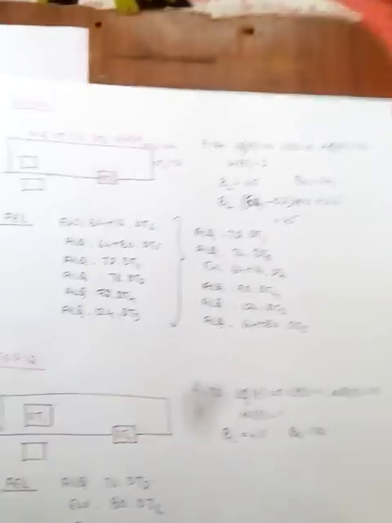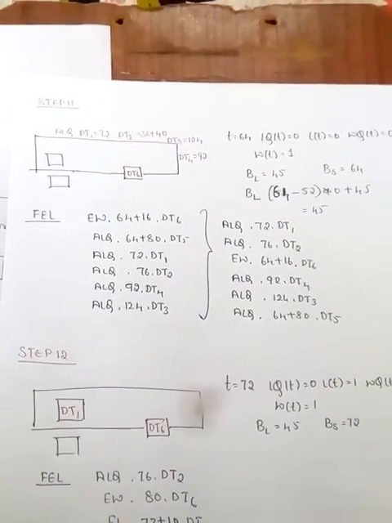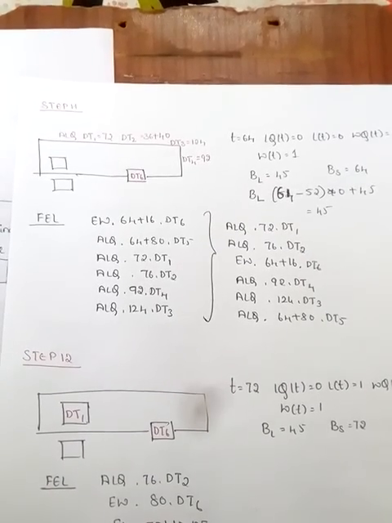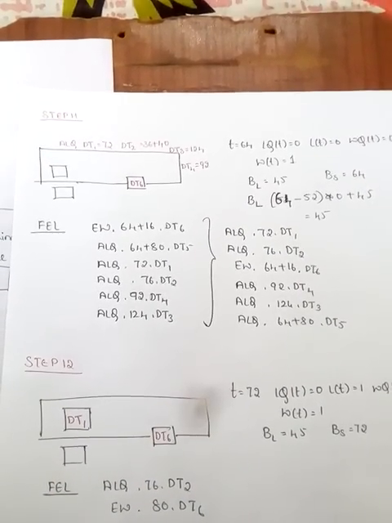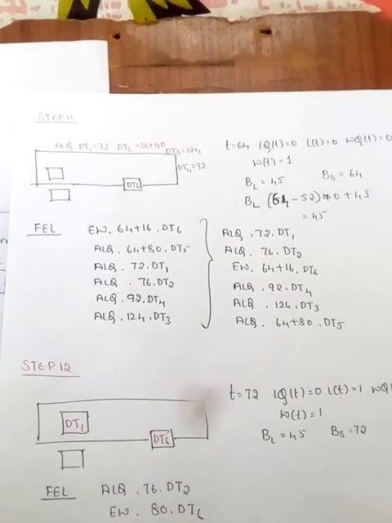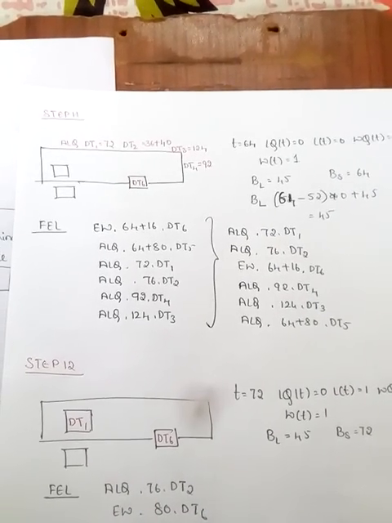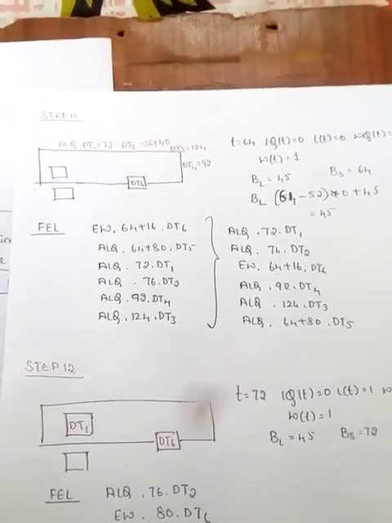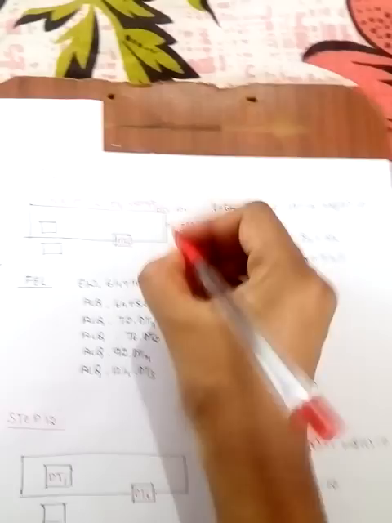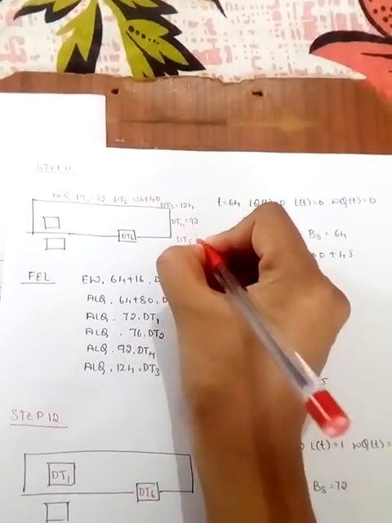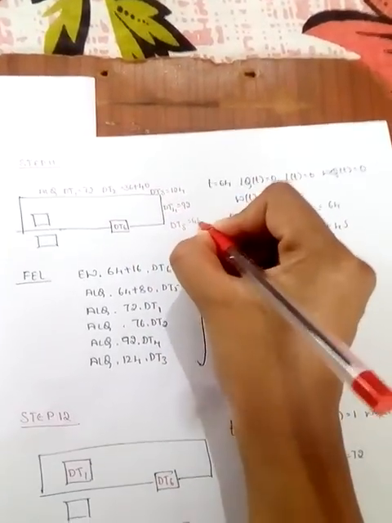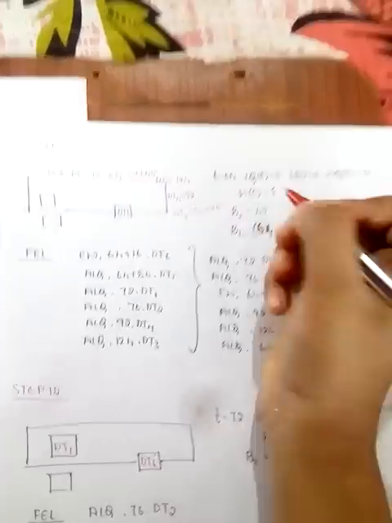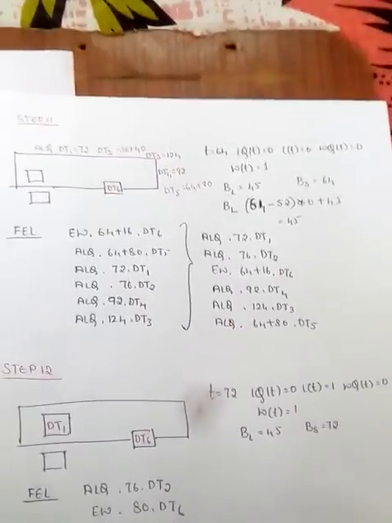Now the step 11. The clock time is 64. Now the truck DT5 has been moved to a traveling time. In place of DT5, the truck DT6 has arrived. So my DT5 value is 64 plus 80. The 64 was your previous time and 80 is your traveling time.